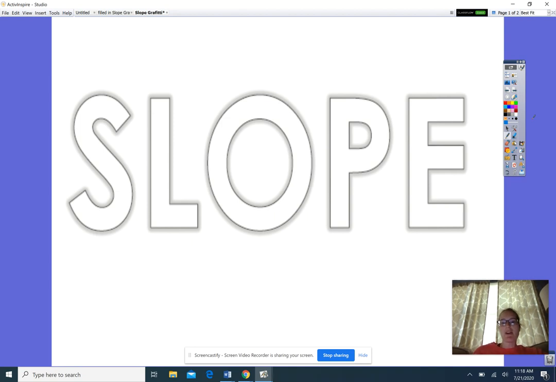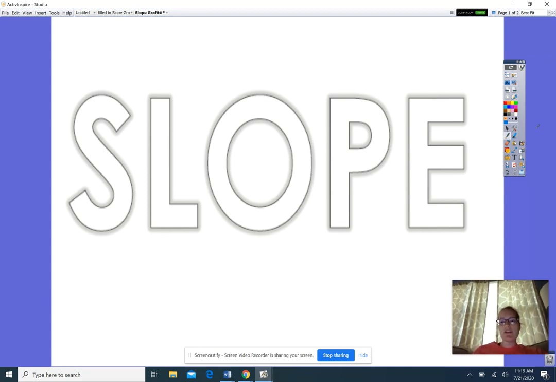So we're going to be working on a graphic organizer to help us review all of the concepts that we've learned. So you guys also have this graphic organizer. I want you to fill it out as we go along. Feel free to pause at any time if you need time to catch up. We're going to start by writing all the things that we've learned about slope.